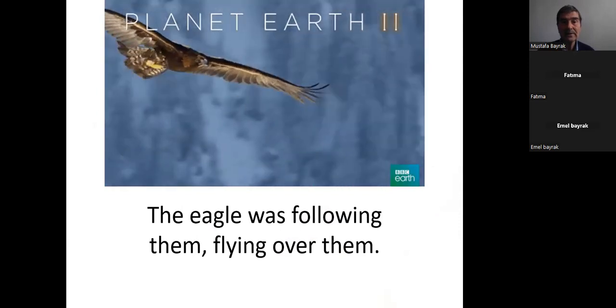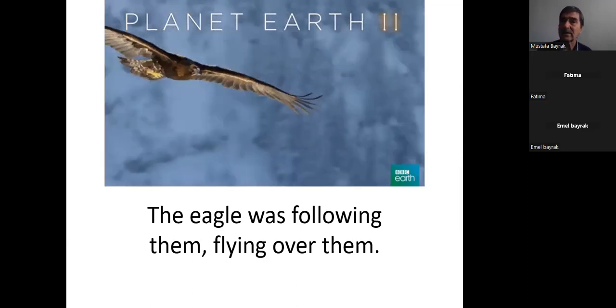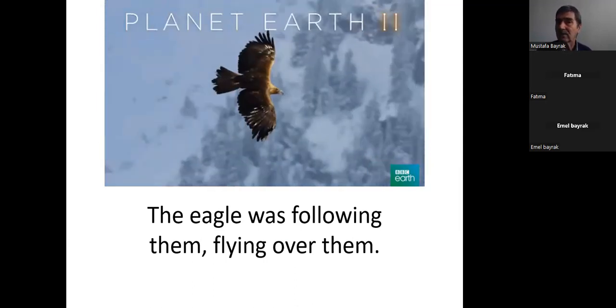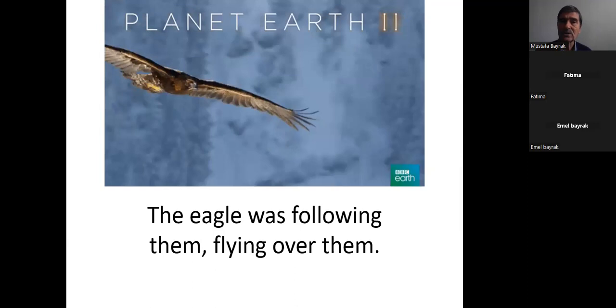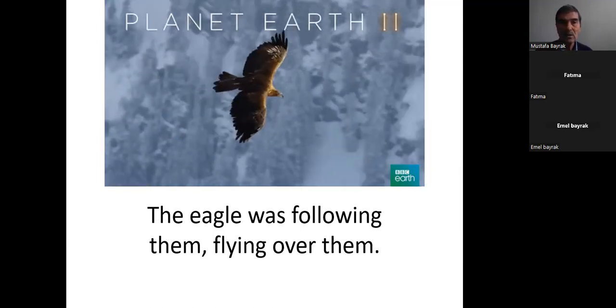Okay, this is a GIF. What's it about? Let's see what it is about. Here is the connector. What is a connector? Okay.